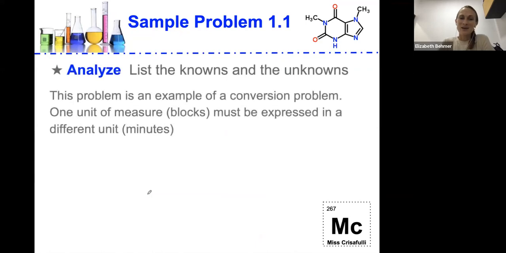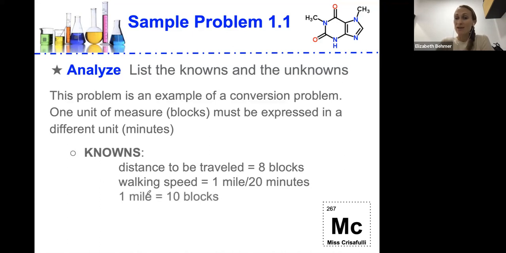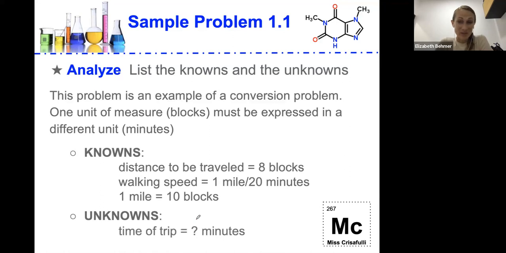List the knowns and the unknowns. This problem is an example of a conversion problem where one unit of measure, blocks, must be expressed in a different unit, minutes. We're trying to convert how long it takes to walk 8 blocks. So we have to convert 8 blocks to so many minutes. The knowns are the distance to be traveled, 8 blocks. The walking speed is 1 mile for 20 minutes. And 1 mile equals 10 blocks. So we've created our list of knowns. The unknown that we need to figure out is the time of the trip. We don't know how many minutes it takes to walk 8 blocks. That's what we're trying to figure out.